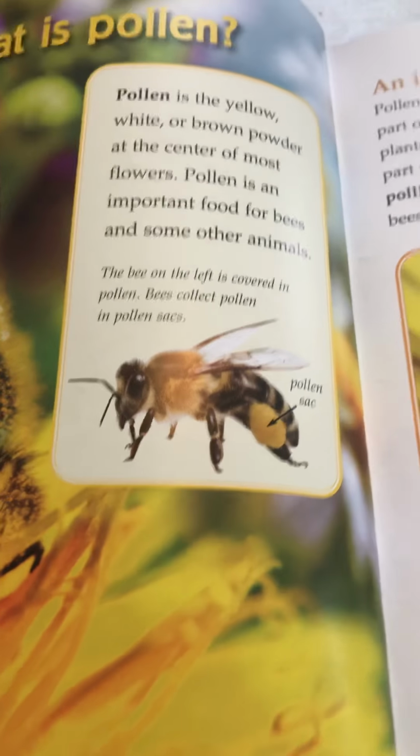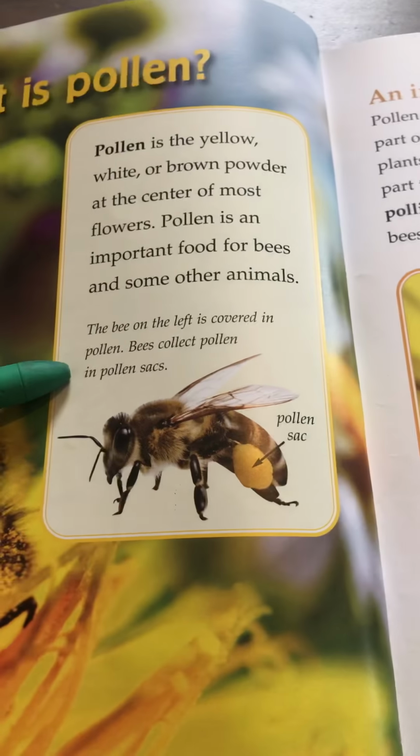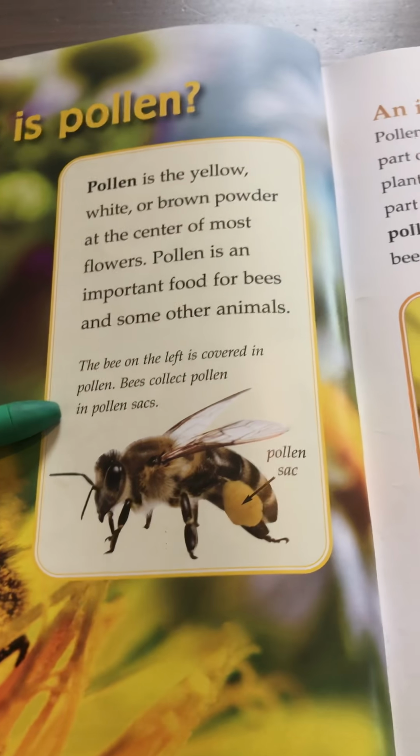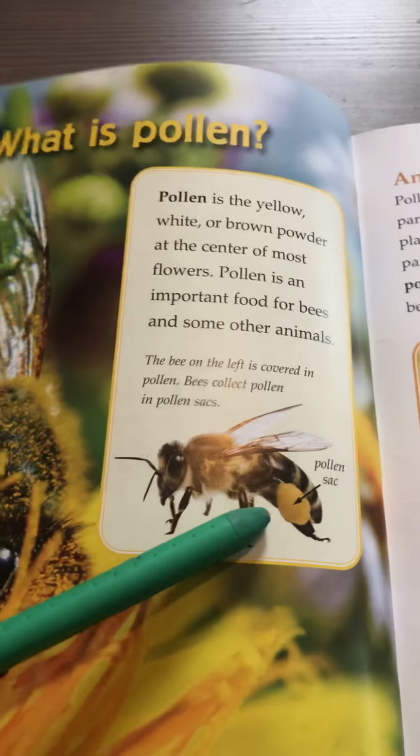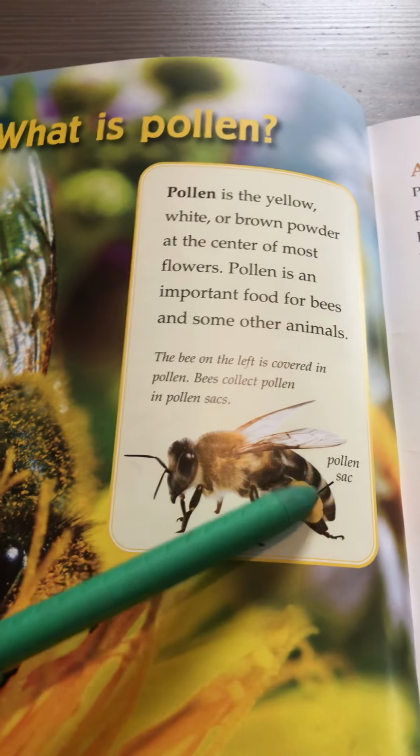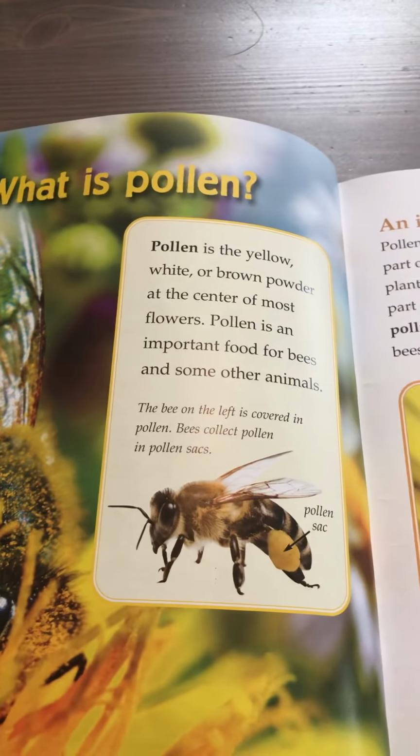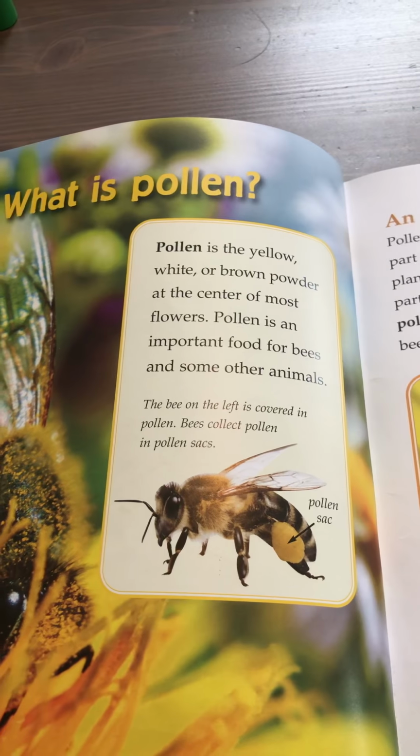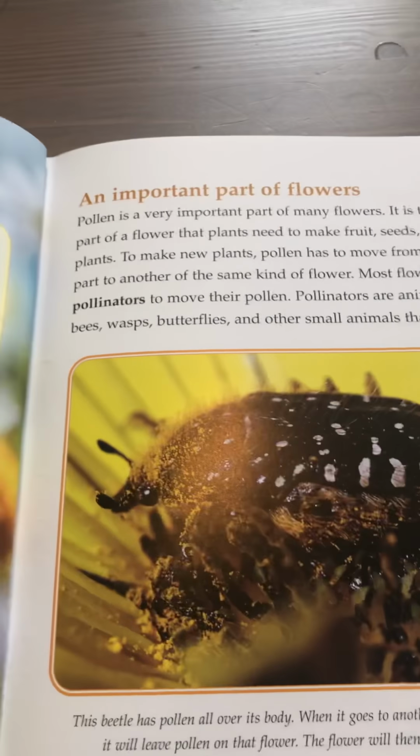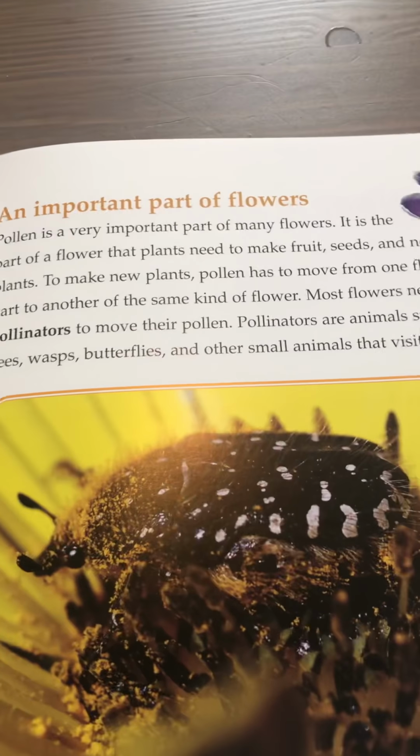That picture is a text feature. And notice there is a caption that talks about the bee. A caption is another text feature that helps readers understand. And notice here is a label that tells us more about a certain part of the picture. So pay attention to these text features like pictures and captions as we continue to read. Let's take a look at page 5. Notice this page has a heading as well, an important part of flowers.